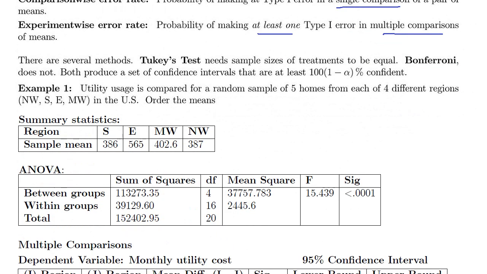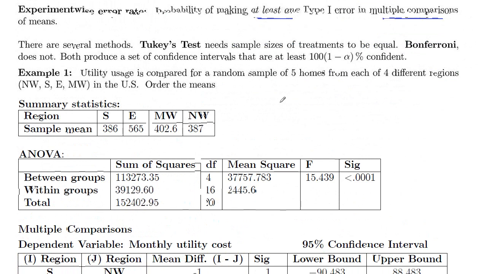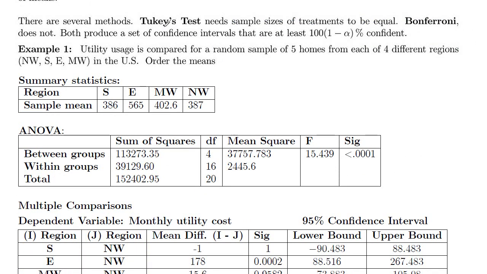There's more than one way to conduct these tests. The methods that we'll consider are Tukey's test, which needs your sample sizes here to be equal. And then the other one that's widely used is the Bonferroni test. That does not require equal sample sizes. Both are going to produce a set of confidence intervals that are at least 100 times (1 minus alpha) percent confident. So that's looking at your experiment-wise error. So let's look at an example here.